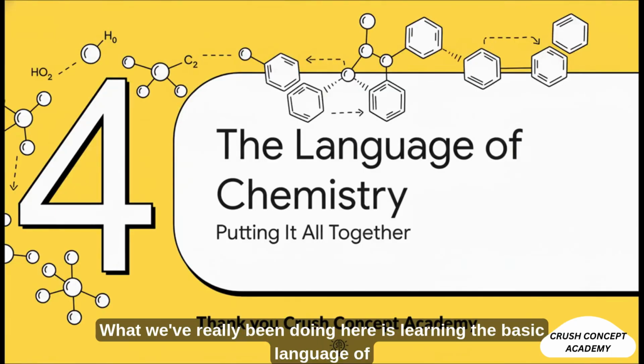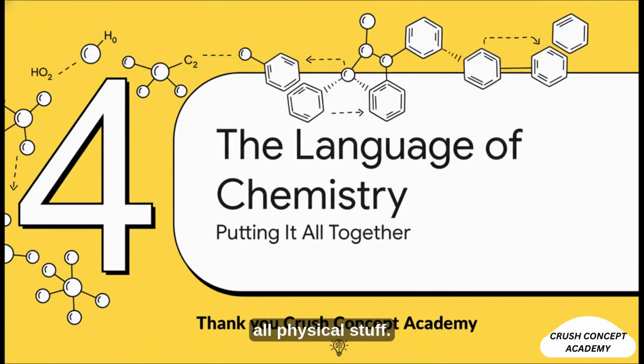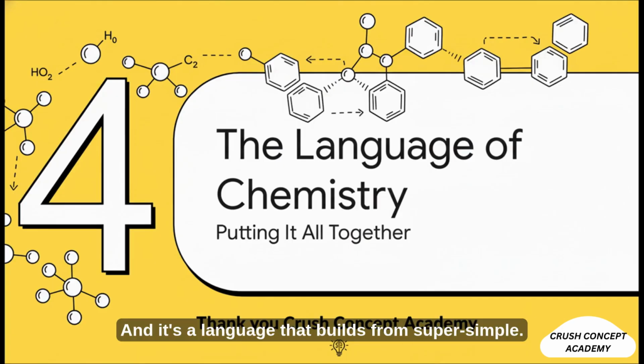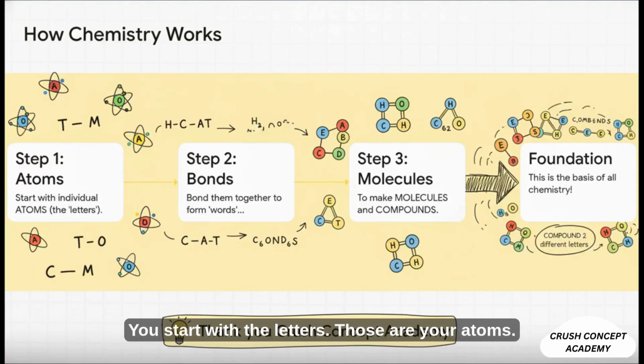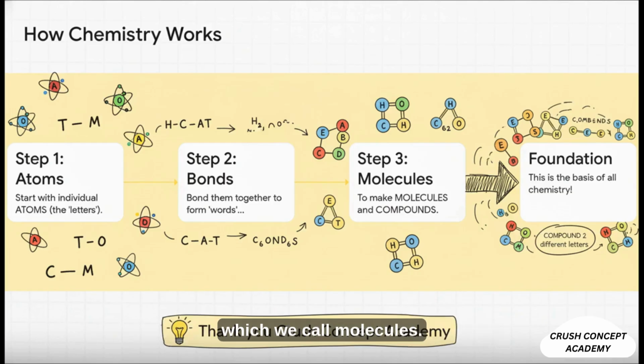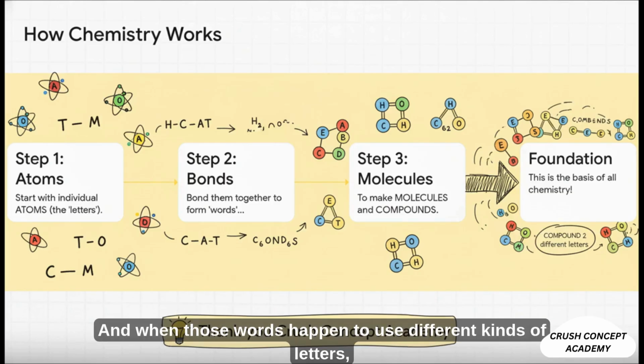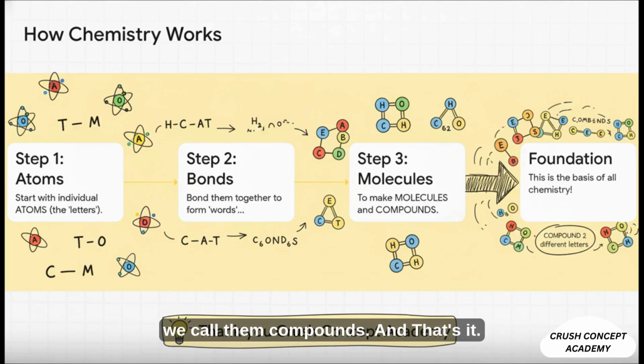Okay, let's zoom back out and put all these pieces together. What we've really been doing here is learning the basic language of all physical stuff, and it's a language that builds from super simple pieces into incredibly complex structures. It's really a simple progression when you think about it. You start with the letters, those are your atoms, then you bond them together to form words, which we call molecules. And when those words happen to use different kinds of letters, we call them compounds. That's it. That's the fundamental grammar of all chemistry.